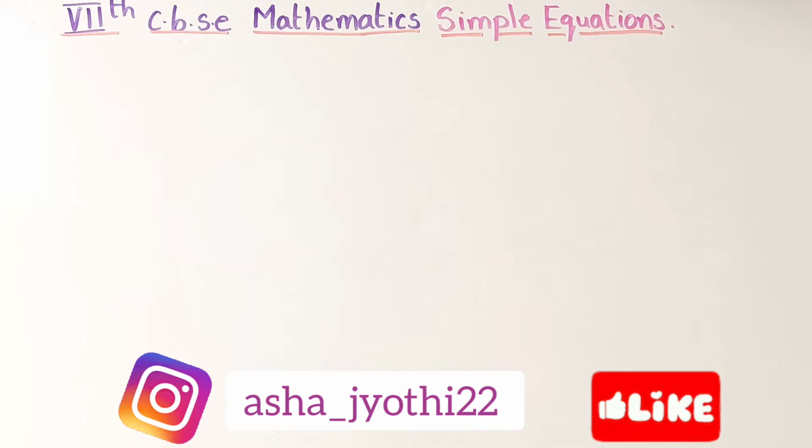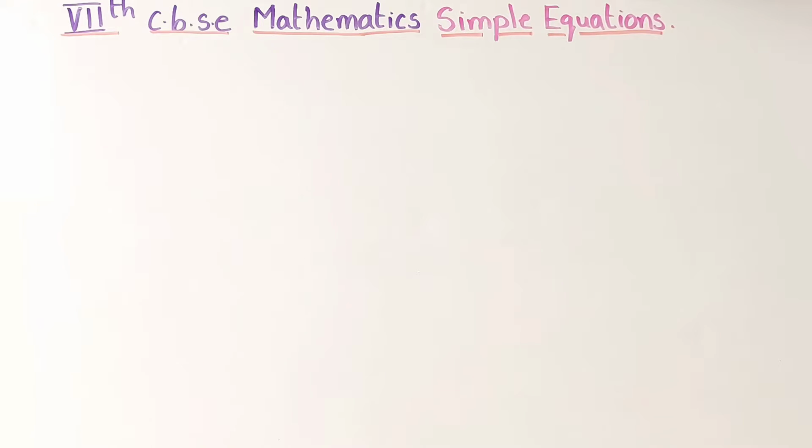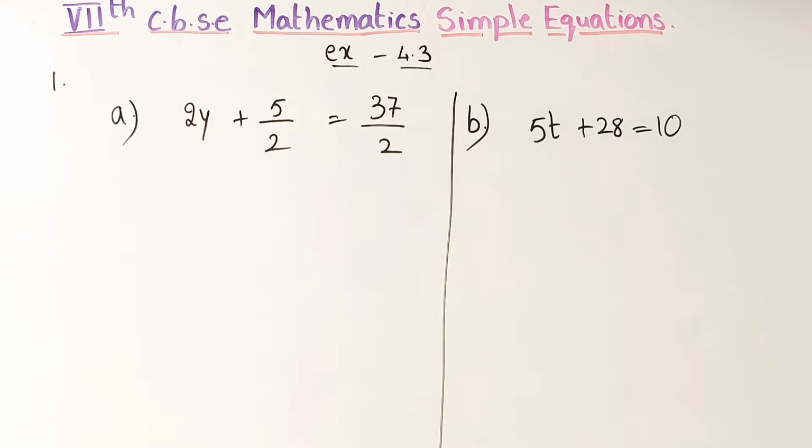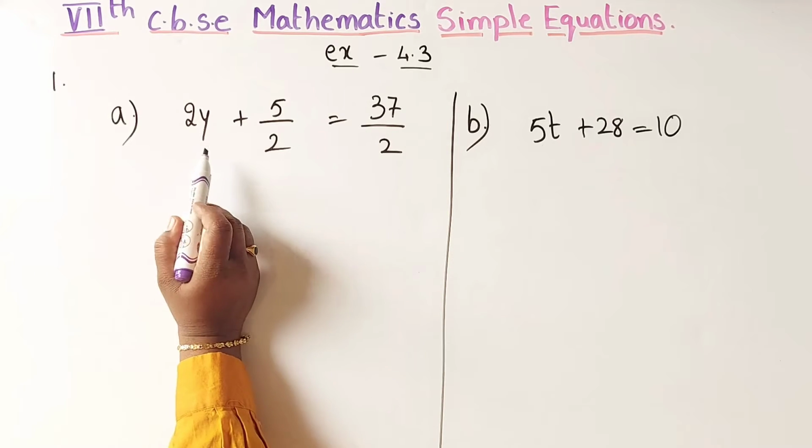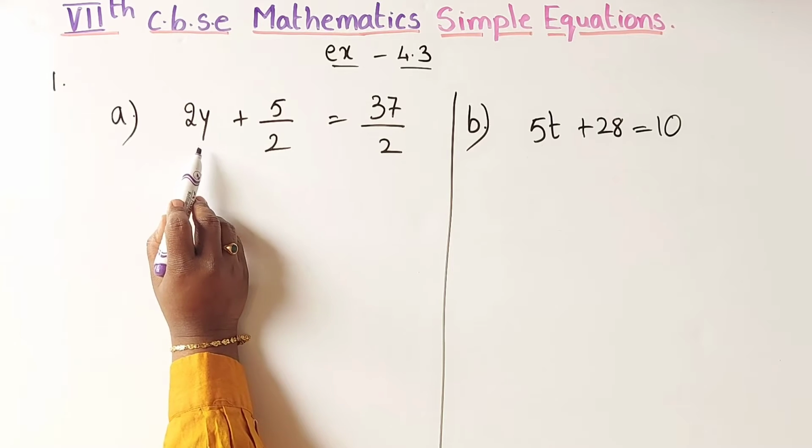We are learning 7th standard CBSE Mathematics, Chapter 4, Simple Equations. Let us start exercise 4.3, children. First question, solve the following equations. Here they have given some equations. We have to solve the following equations and find the variable. That means we have to find the variable value.